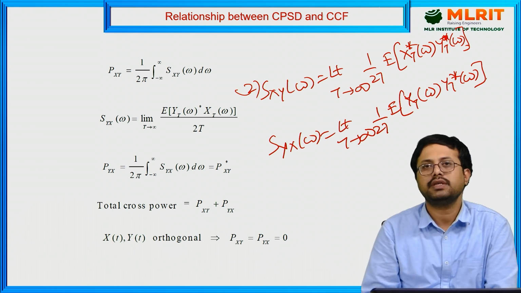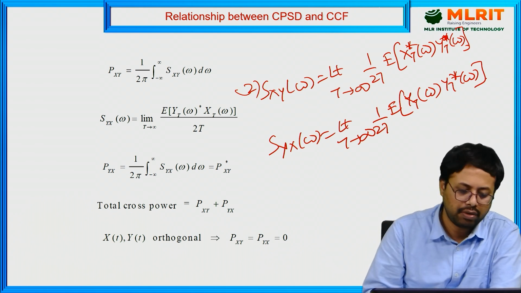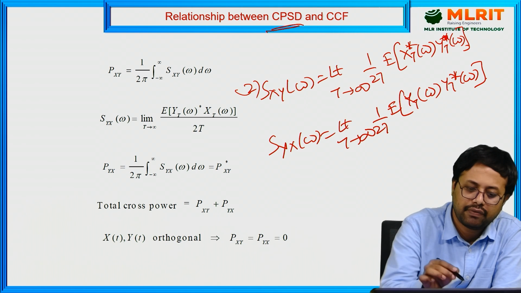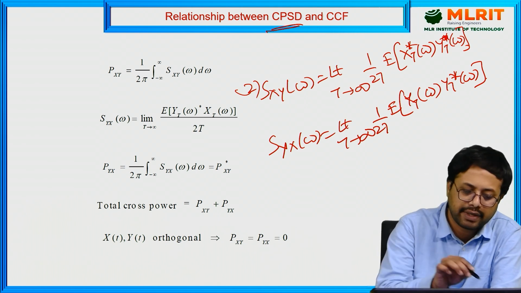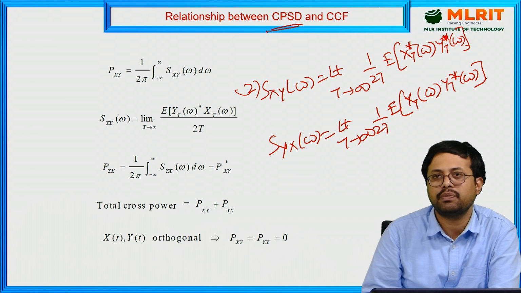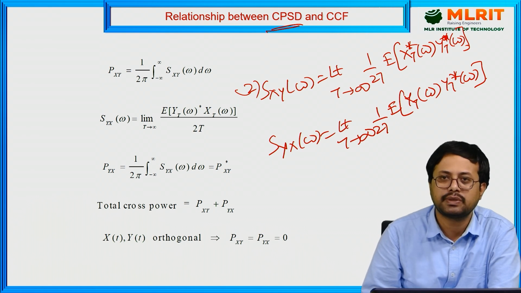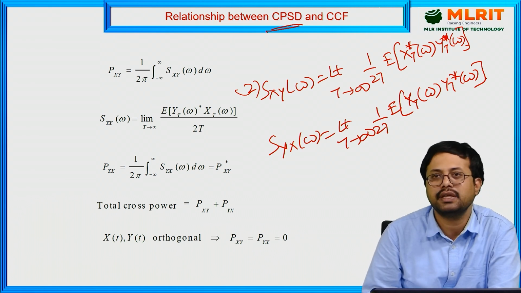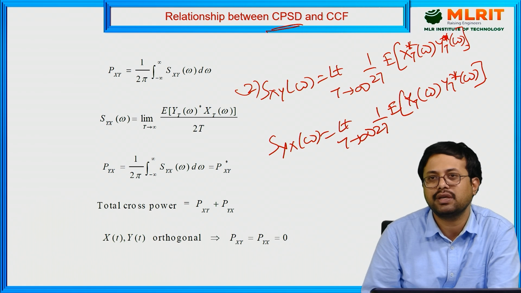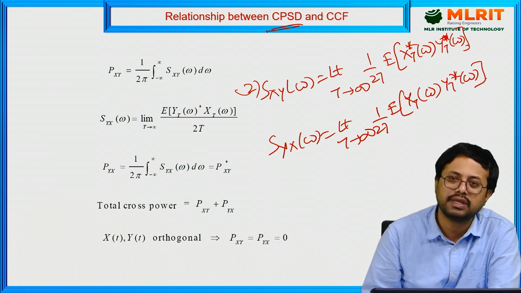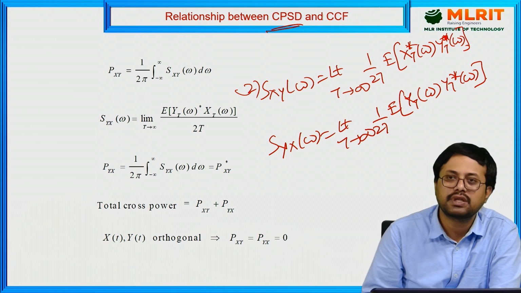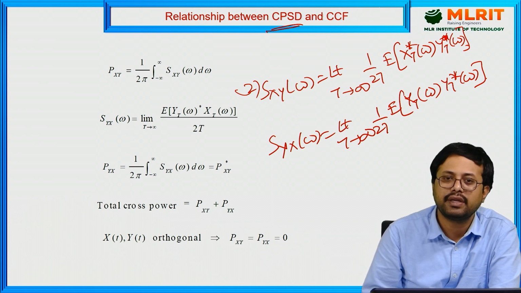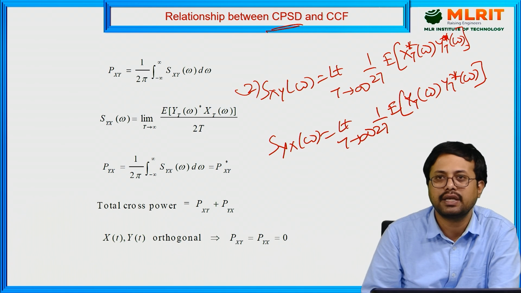These are the two relations we have to follow for understanding the concept of cross power spectral density. You can use any one approach for solving problems related to cross power spectral density. Cross power spectral density is applicable only when you are considering two different random processes, x of t and y of t, and for the first definition you compulsorily require the input as the cross correlation function, that is Rxy of tau.